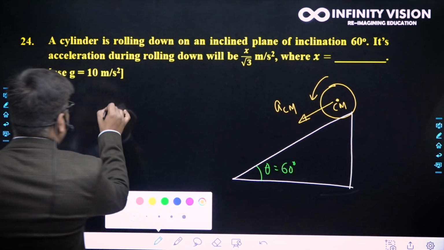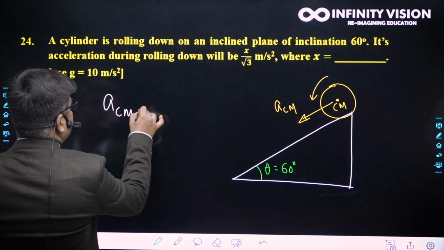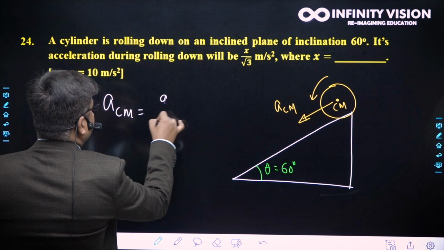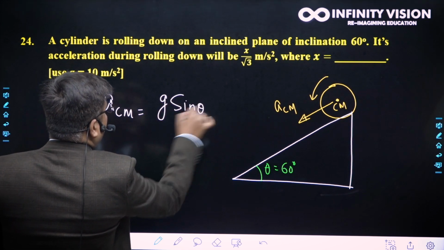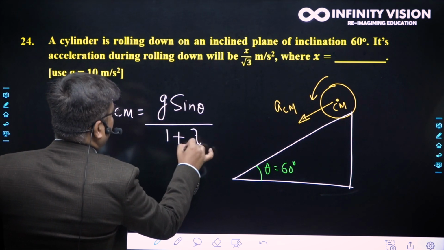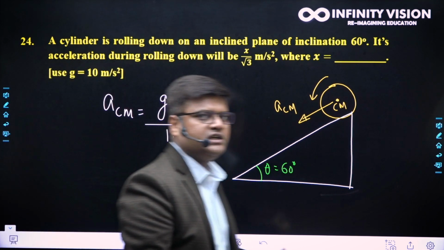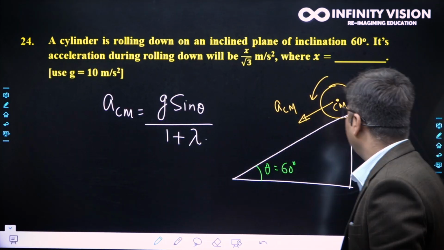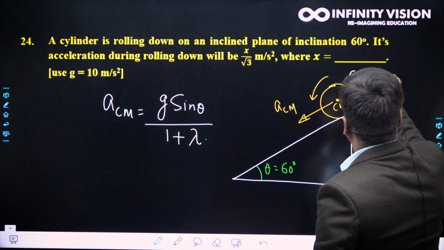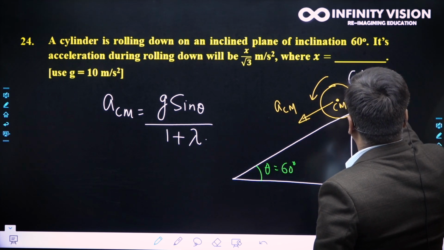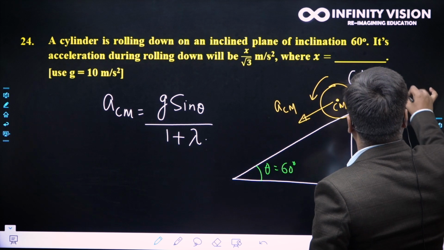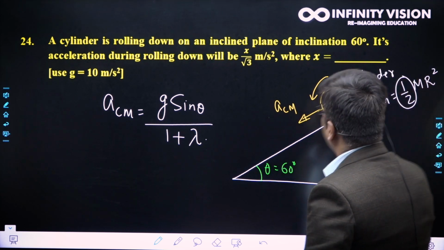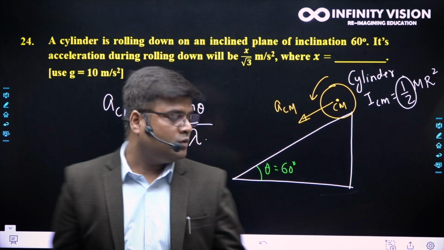There is a ready-made formula for the acceleration of center of mass when a spherical object rolls down an inclined plane. That is nothing but g sine theta upon 1 plus lambda. What is lambda? Lambda is the coefficient that is used in the expression for moment of inertia depending upon the geometry of the body. Since this is a cylinder, its moment of inertia about its center of mass axis will be half mr square. So this is lambda, the coefficient in the expression of moment of inertia.